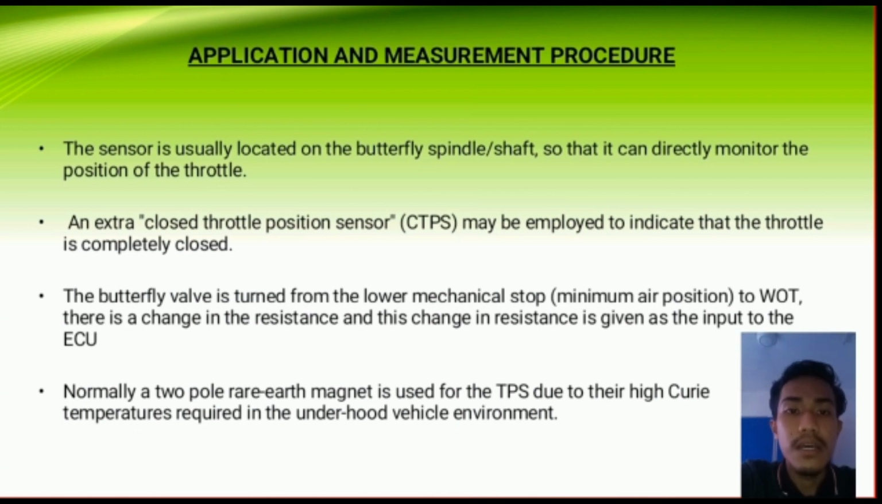The change in the magnetic field is sensed by the sensor and the voltage generated is given as the input to the ECU. Normally, a two-pole rare earth magnet is used for the TPS due to its high temperature tolerance required in the underhood physical environment. The magnet may be of diametrical type, ring type, rectangular, or segment type. The magnet is defined to have a certain magnetic field that does not vary significantly with time or temperature.